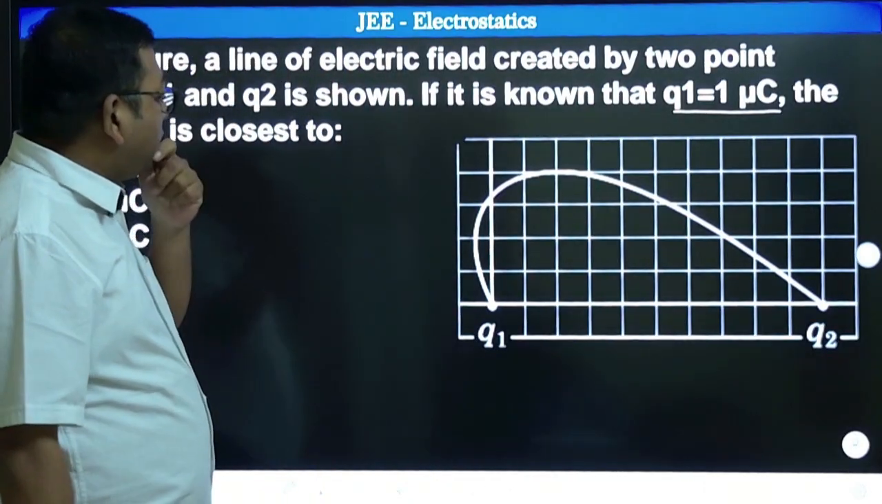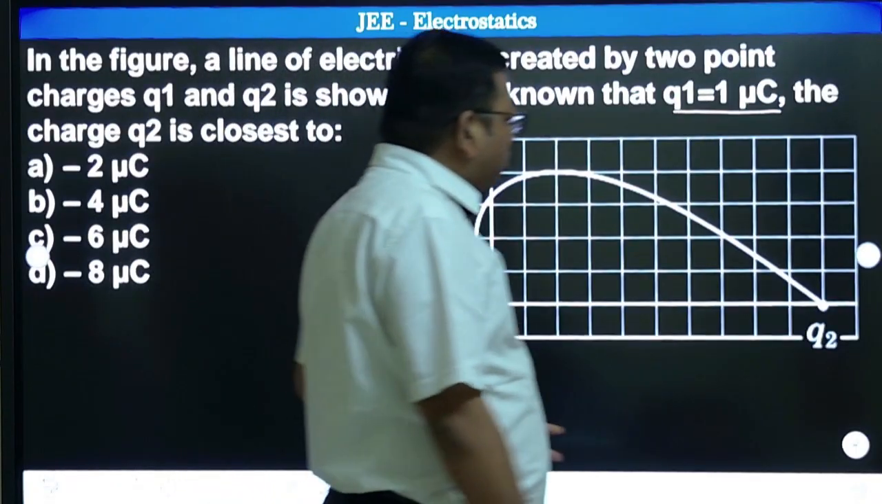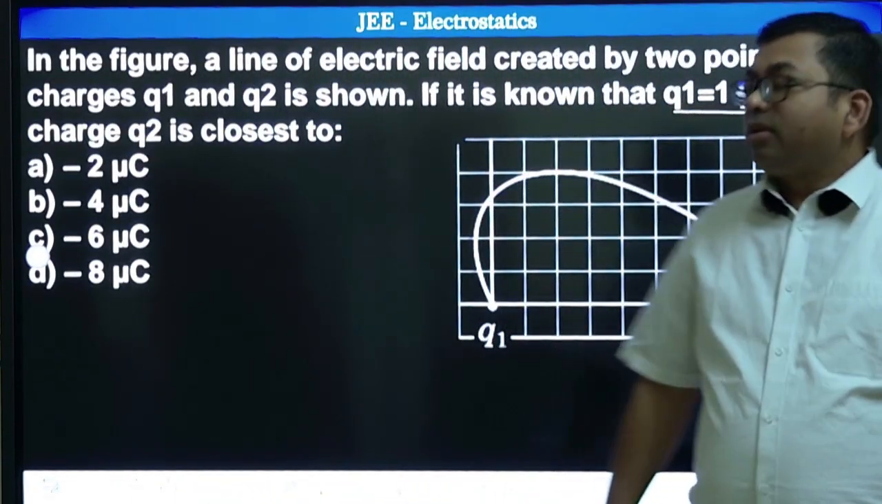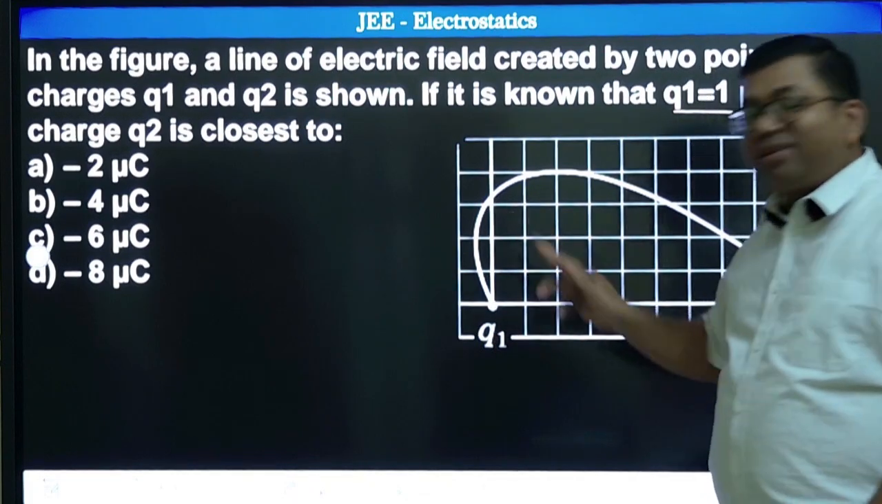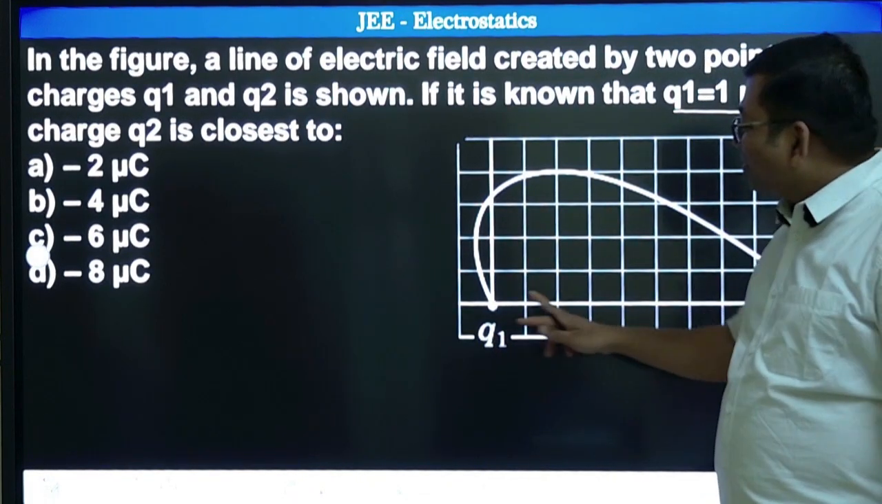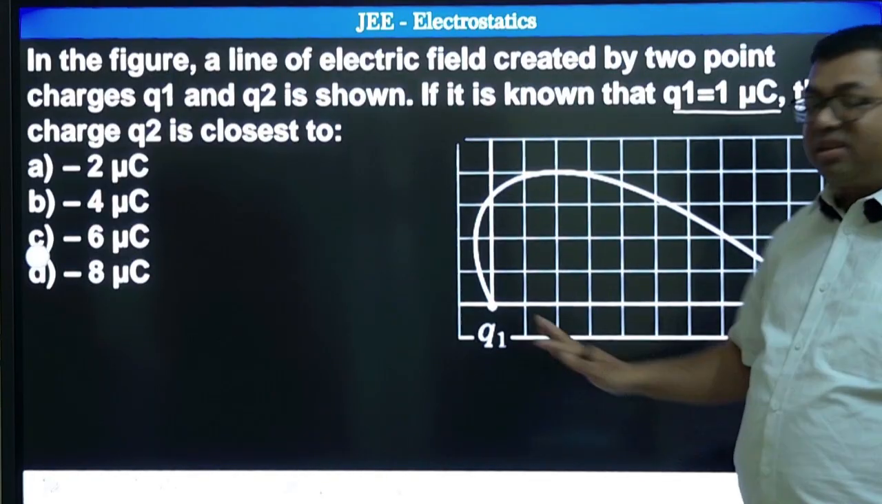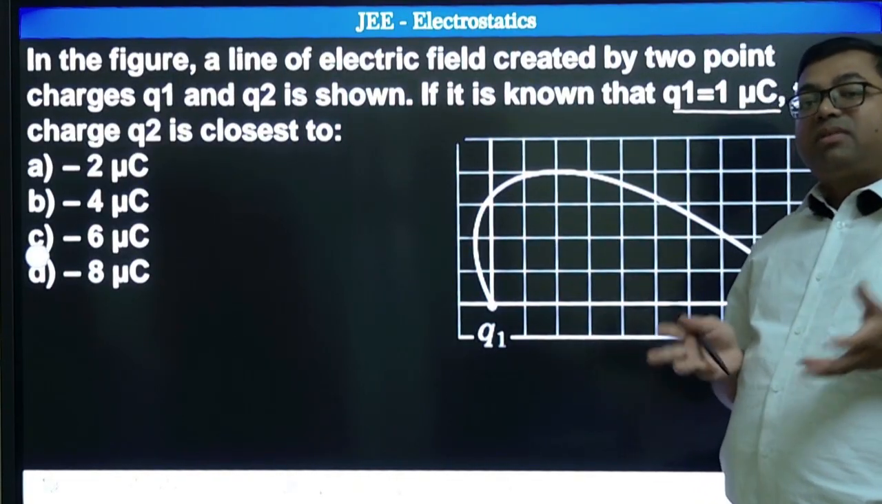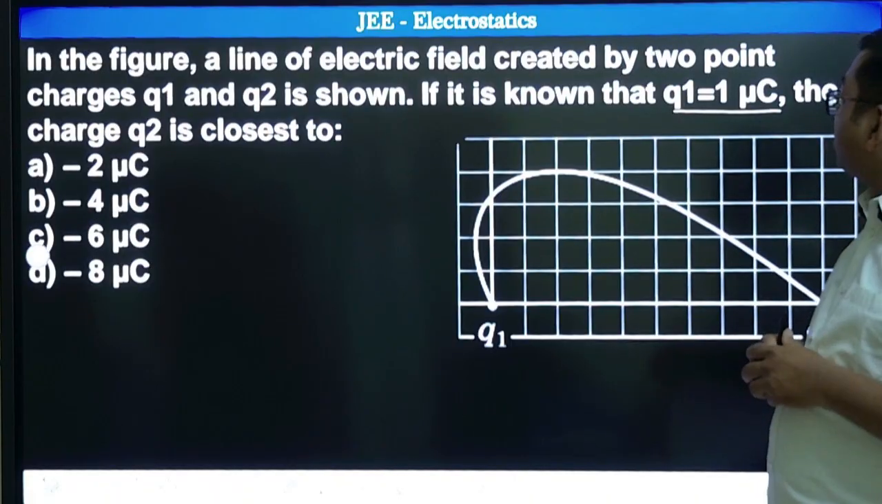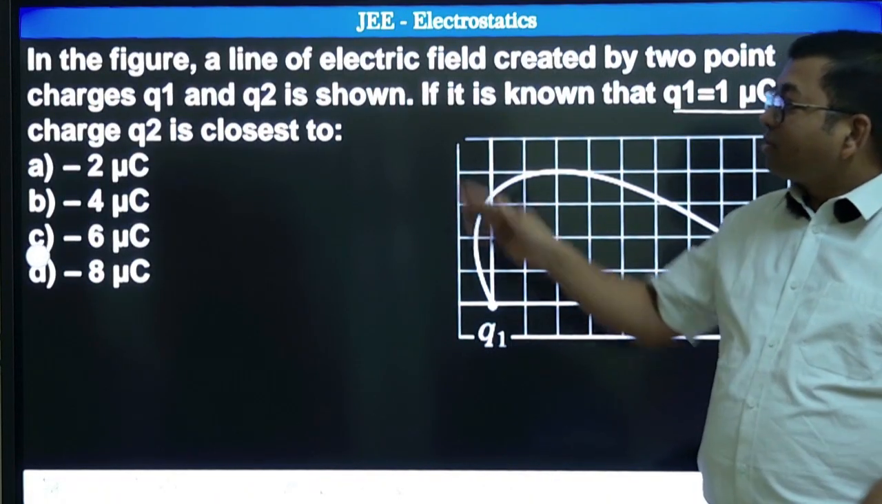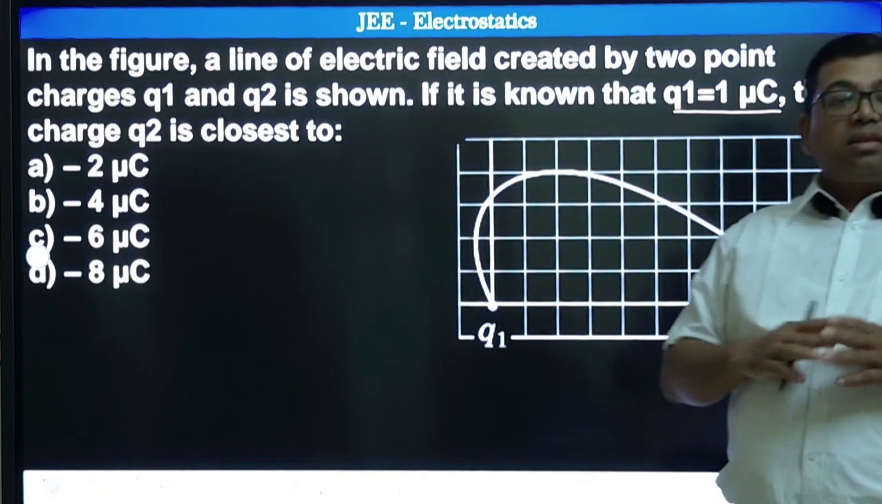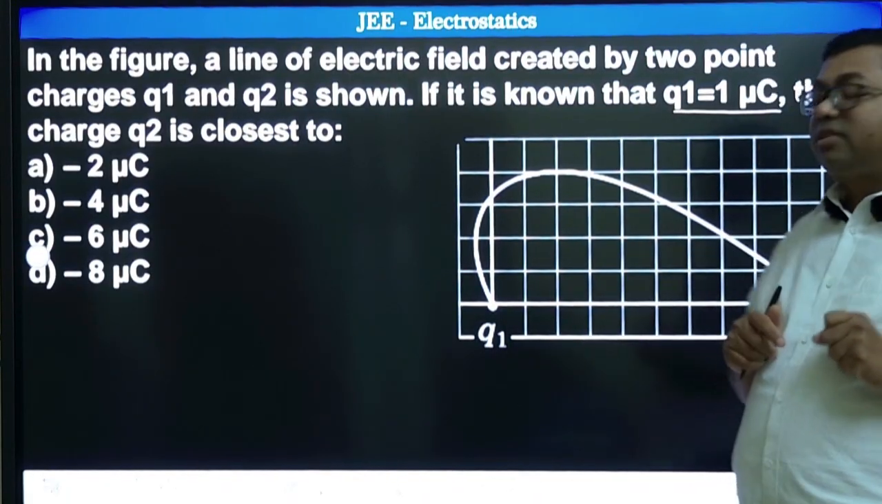Okay, so how do you think about this? First of all, the field is not straight, right? It's going from one to another. So definitely one will be positive, another will be negative. Correct? If this is positive, all the other options you can see are negative, right?